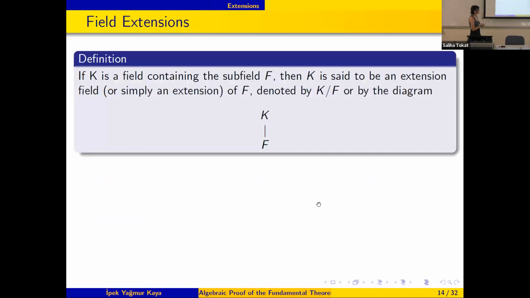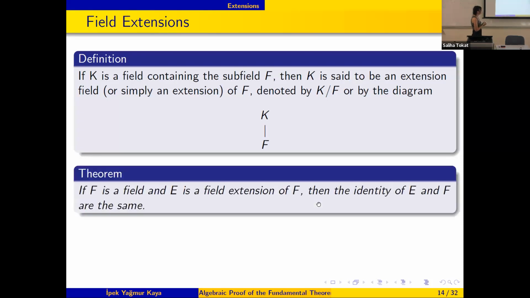Field extensions. If K is a field containing the subfield F, then K is said to be an extension field of F, denoted by K over F, or by the diagram.